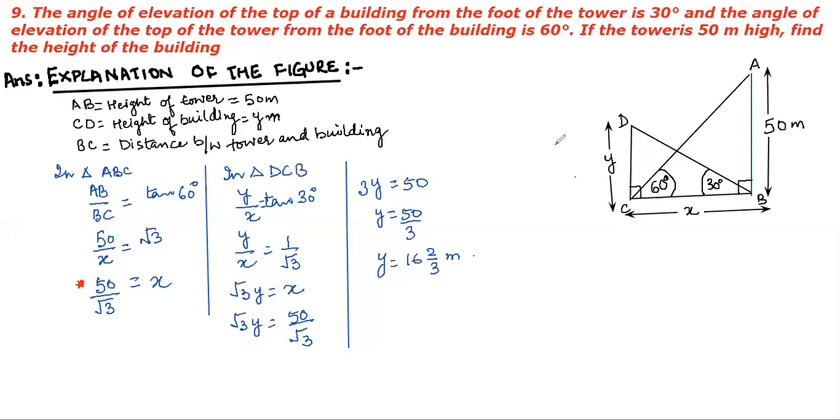Now see the second right angle triangle. This is DCB. Now the value of x you have calculated. The value of y is unknown. So children, what will you do? You will consider this triangle DCB, and in this DCB triangle, you will write perpendicular upon base is equal to tan 30 degree. Y upon x is equal to tan 30 degree.